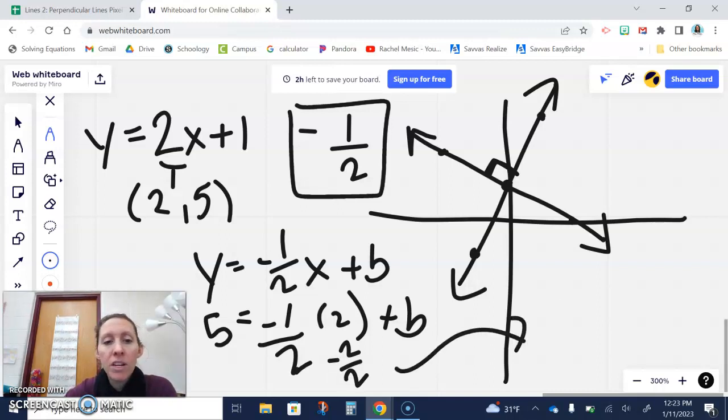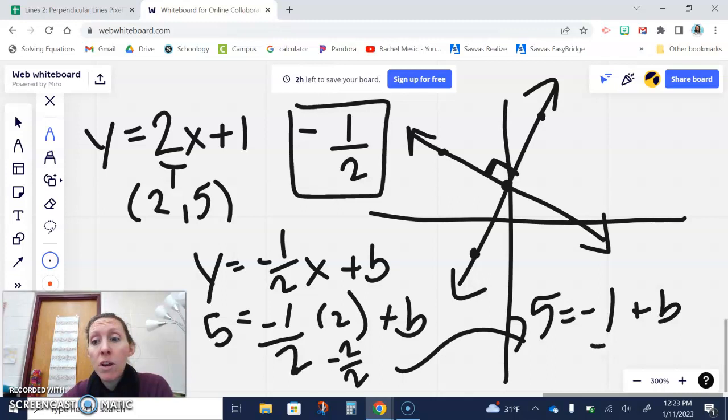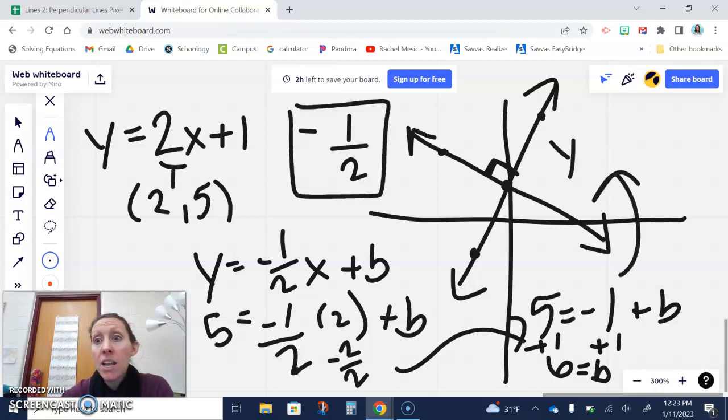I'm going to write this all over here. So we have 5 equals -1 plus b. And then to get rid of that -1, we'll add 1 to both sides. So 6 is the value of b. Okay, so our equation, totally running out of space here, is y equals -1/2 x plus 6.